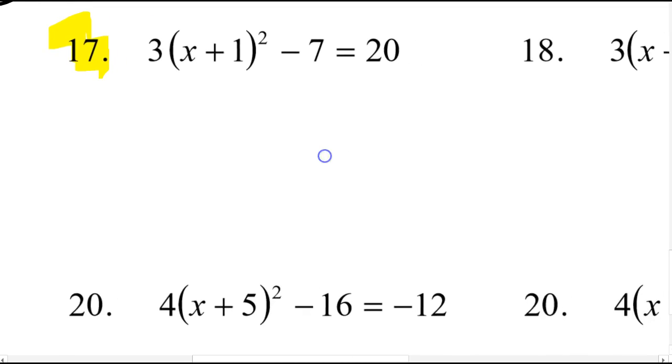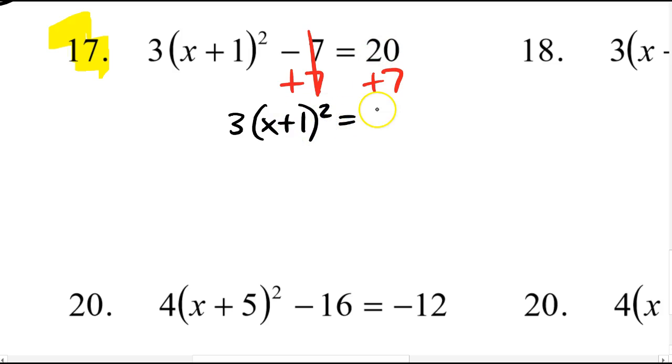Okay, now this one is kind of like the next level. Again, we only want parentheses and a squared on the left side. But now we have times 3 and minus 7. So we've got to do 2 extra steps here. Here I want to add the 7 to get rid of it. So let's add 7 to both sides. Now I end up with 3 times (x plus 1) squared equals 20 plus 7, 27. And then I want to get rid of the 3, and we do just like we did in the last problem, divide by 3. That cancels out those 3's.